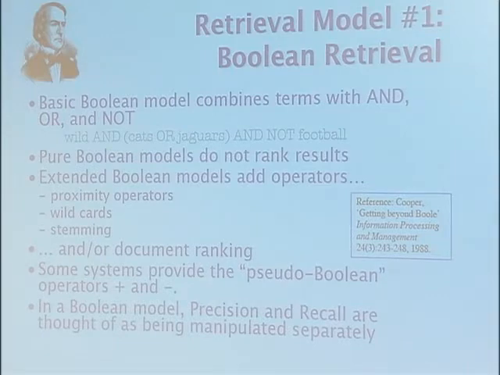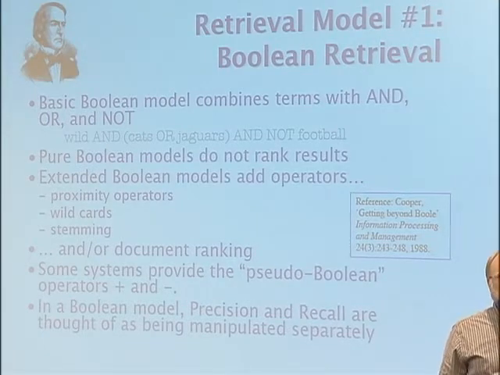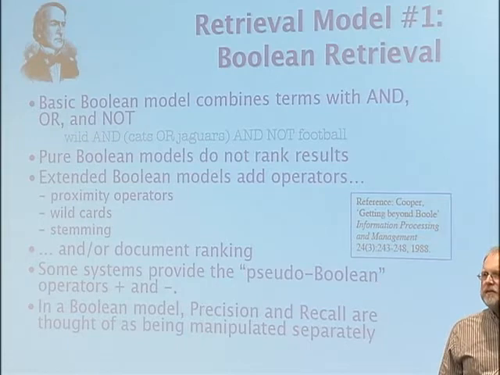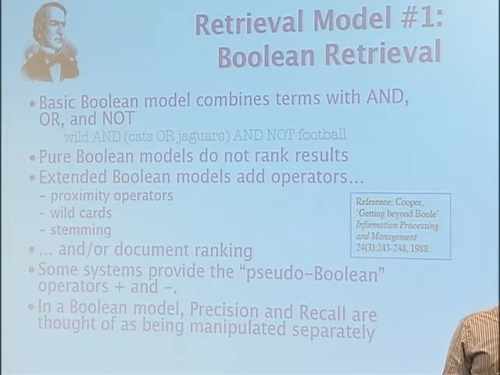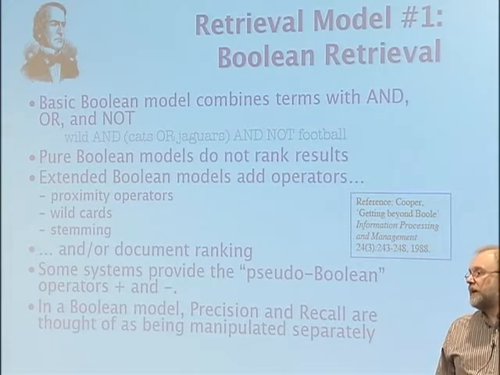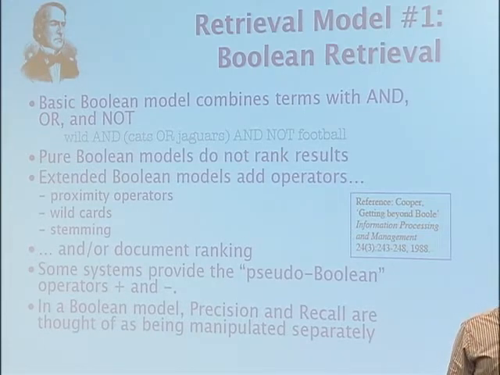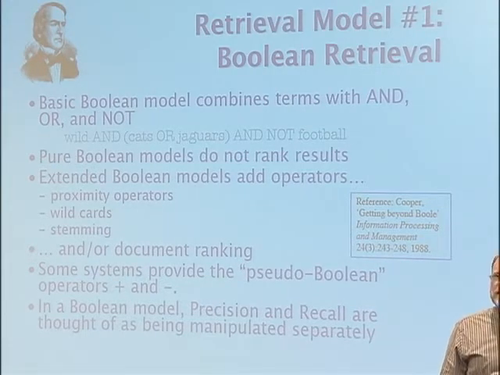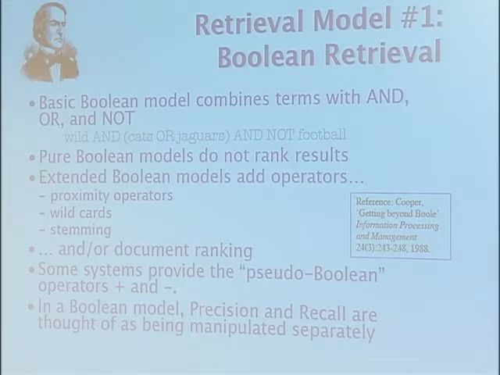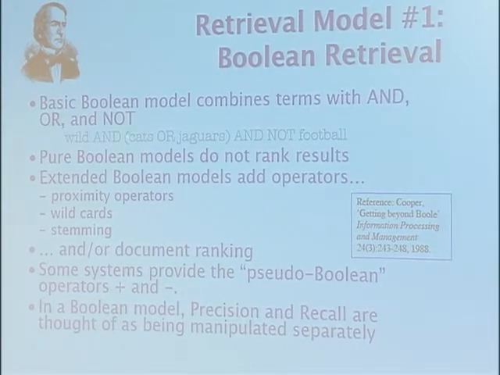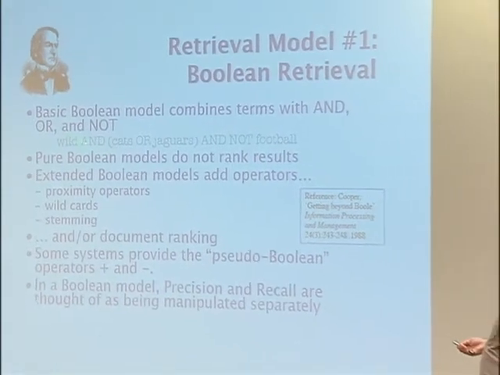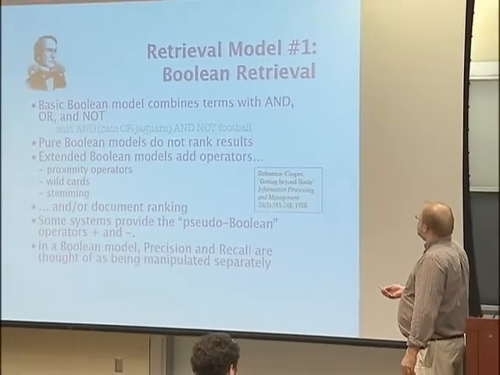Way back in the beginnings of information retrieval, as I said, people thought in terms of sets of results, not in terms of ranking. The question was simply, give me the set of documents that are relevant. And so people did what was called Boolean retrieval. In Boolean retrieval, you'd have a query like wild and cats or jaguars and not football.